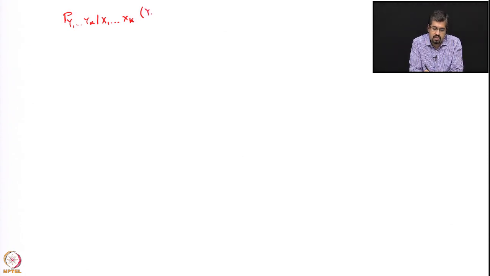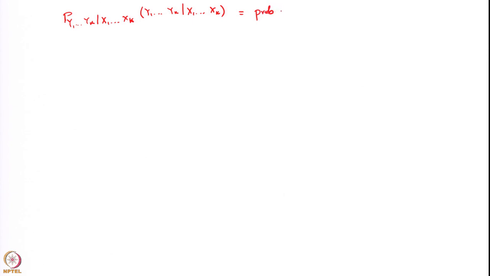And what I'll do is I will just write here y1 to yk given x1 to xk. This here is the probability of seeing output y1 to yk when the input is x1 to xk.